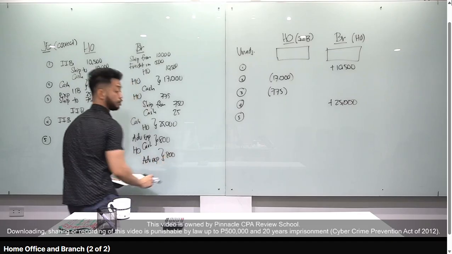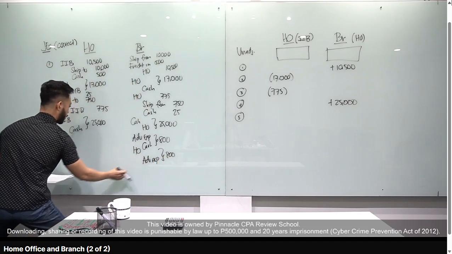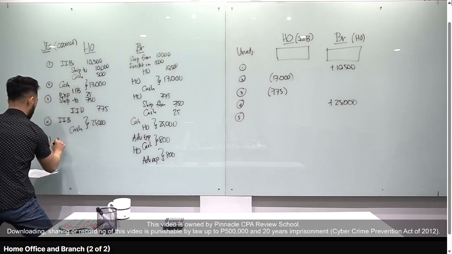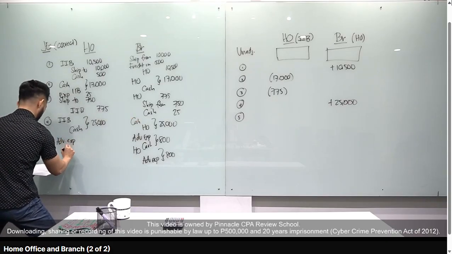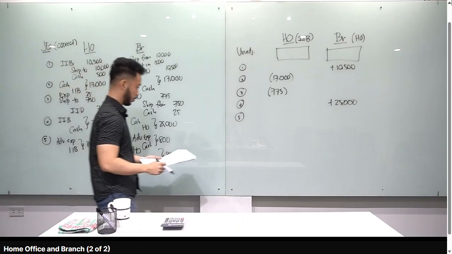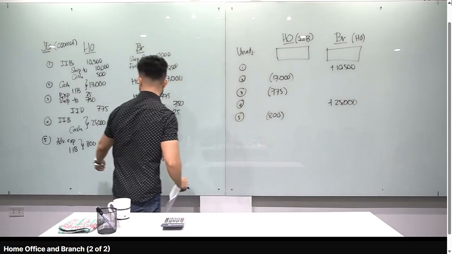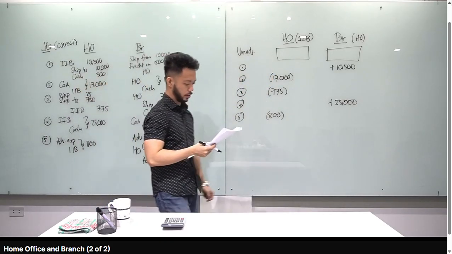Okay? 800. Got it? Okay, reflect natin yan sa books ni home office. Credit mo yung advertising expense, ibig sabihin, transfer mo kay home office, debit advertising expense, credit investment in branch, 800. So, entry natin dyan, or adjustment natin dyan, number 5, you have minus 800 investment in branch. Kasi kailangan mag-credit, 800 investment in branch.